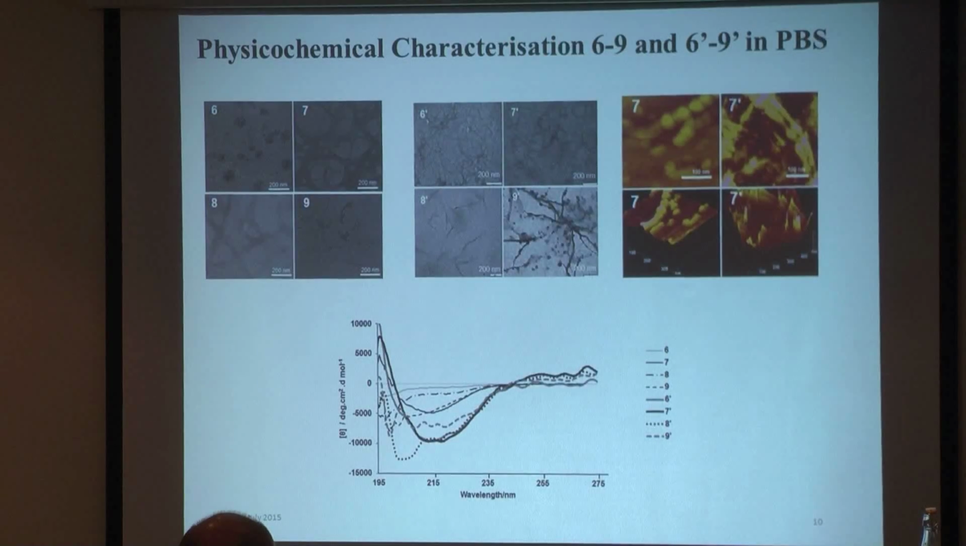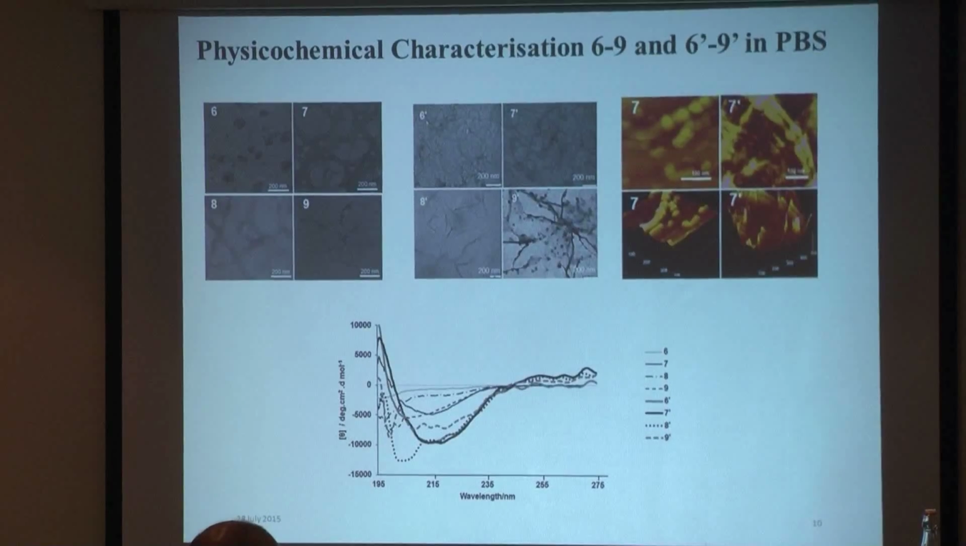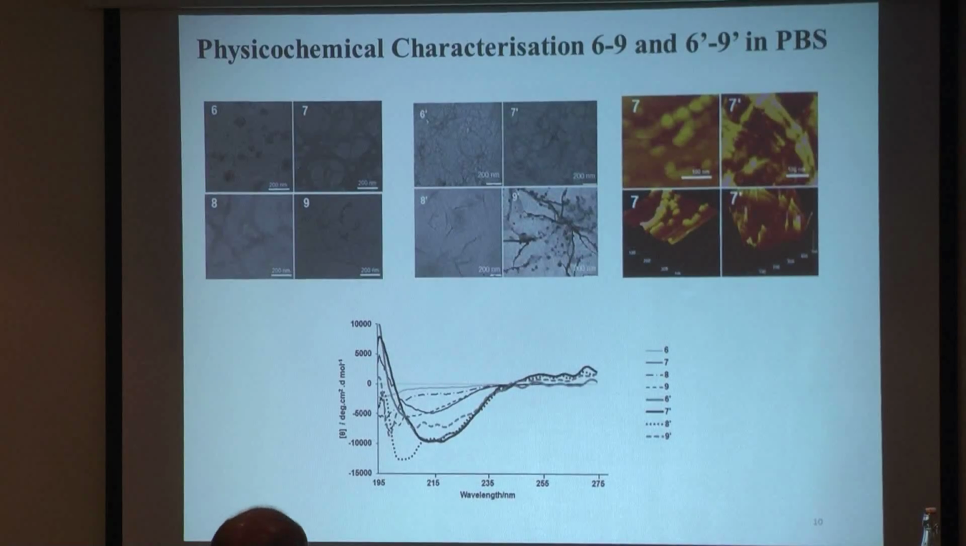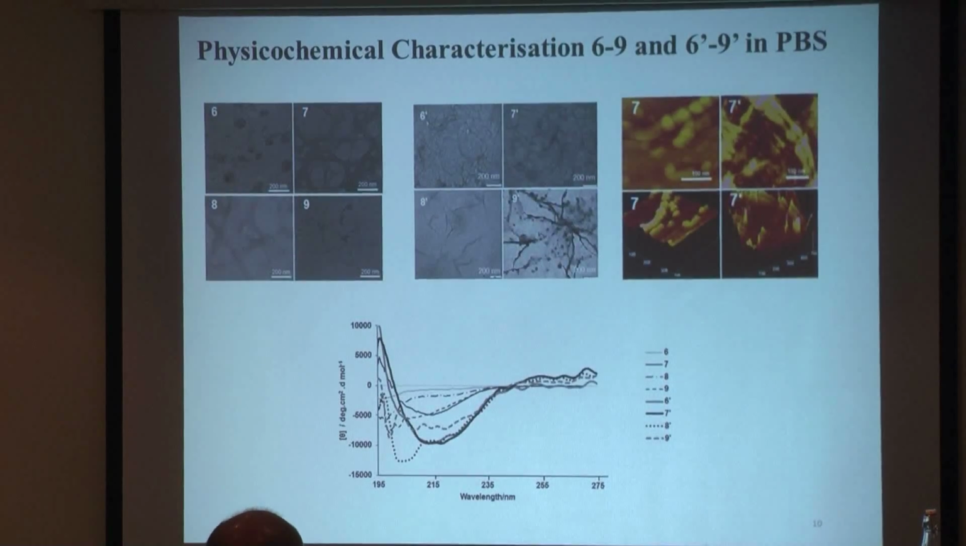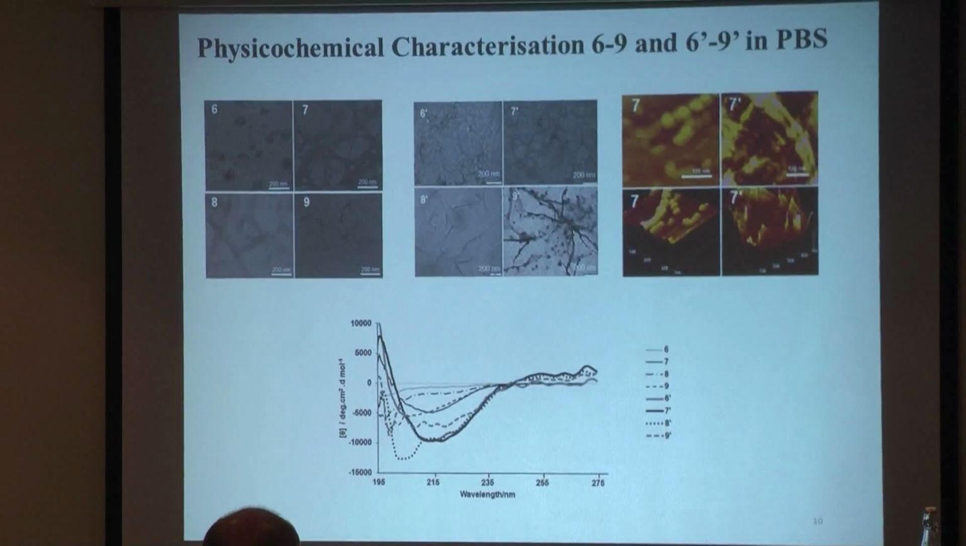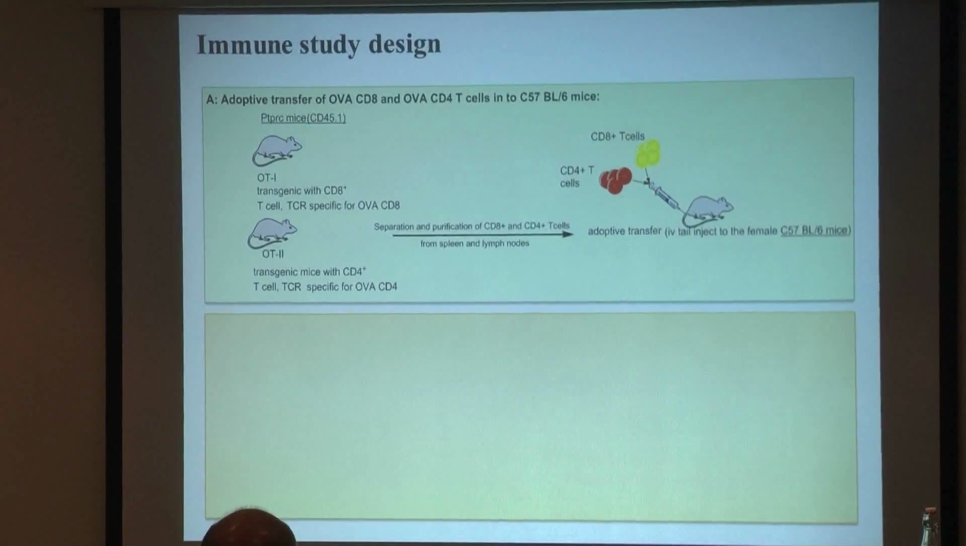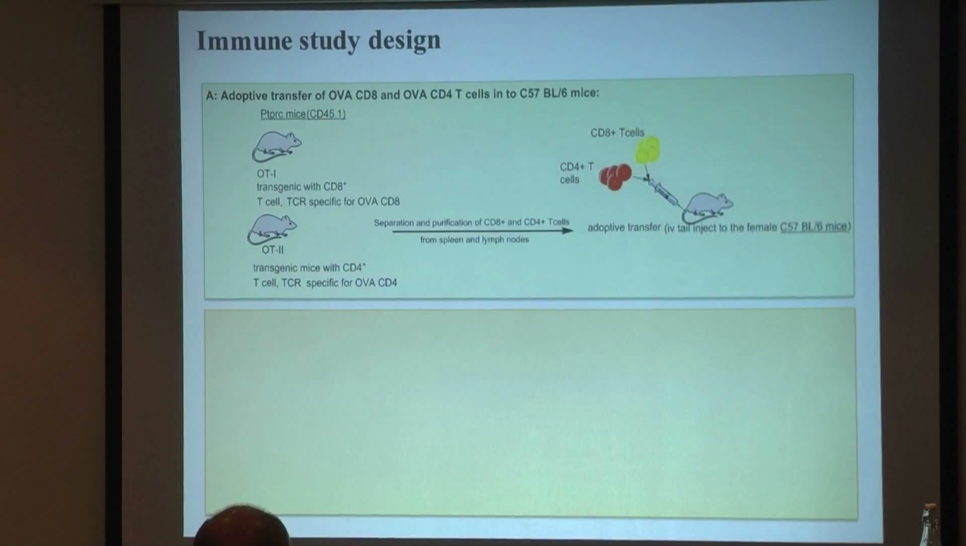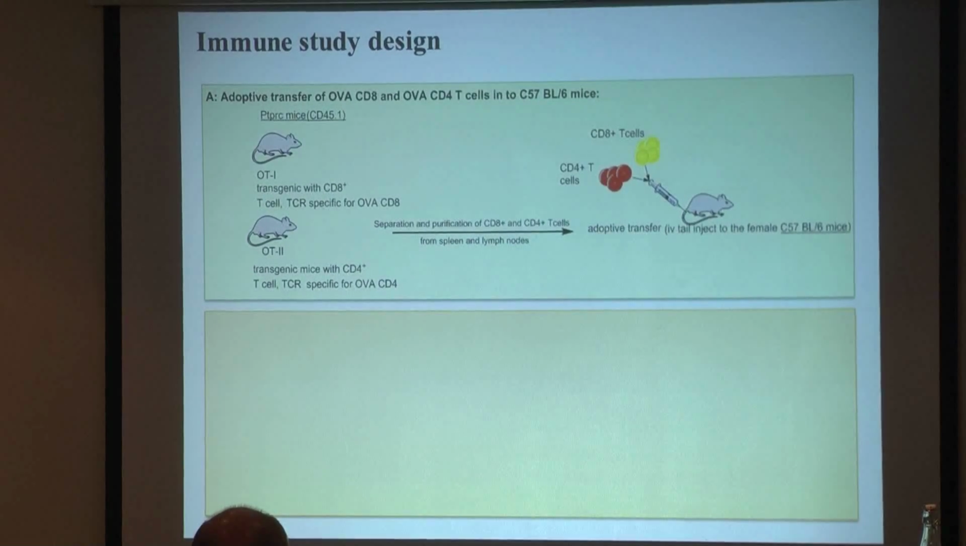And CD analysis showed that construct 6 has a random coil secondary structure, and 7, 6 prime, 7 prime, and 9 prime formed beta sheet, and 8, 9, 8 prime formed alpha helical secondary structure. So this means that the location of the lipid may affect the secondary structure of the construct. Then we moved on to the effect of these constructs on the immune system.